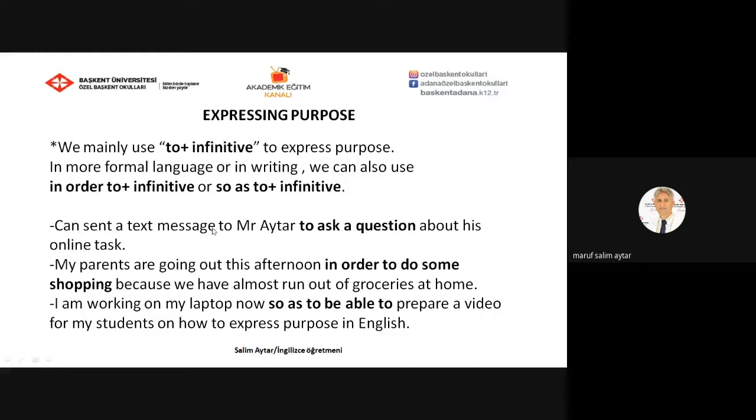John sent a text message to Mr. Itar to ask a question about his online task. This shows John's purpose. My parents are going out this afternoon in order to do some shopping. In order to do some shopping shows my parents' purpose.